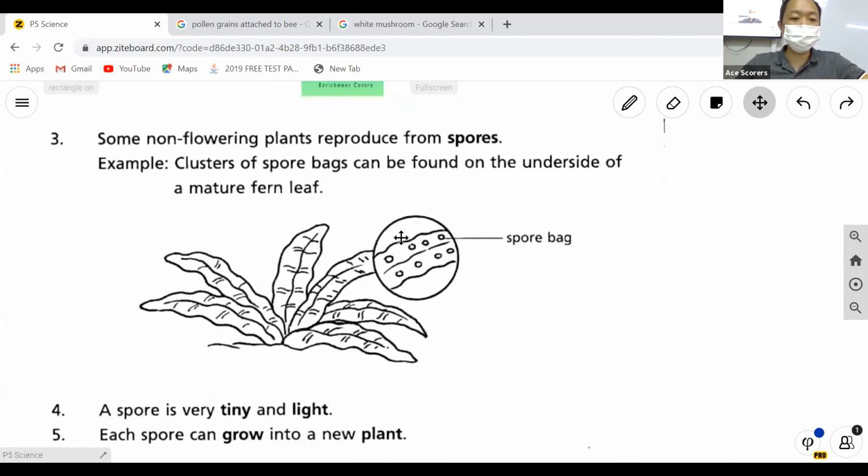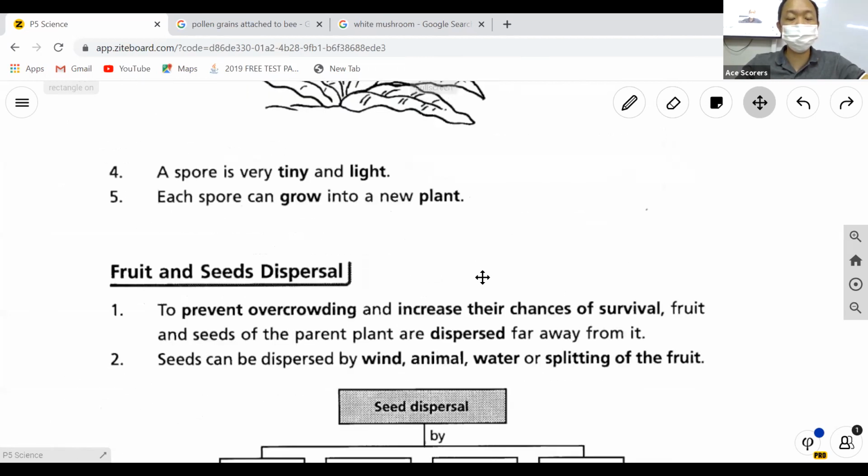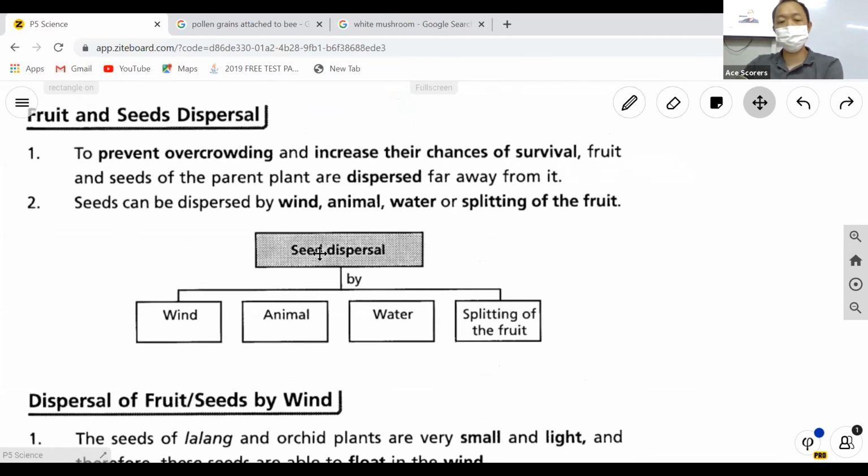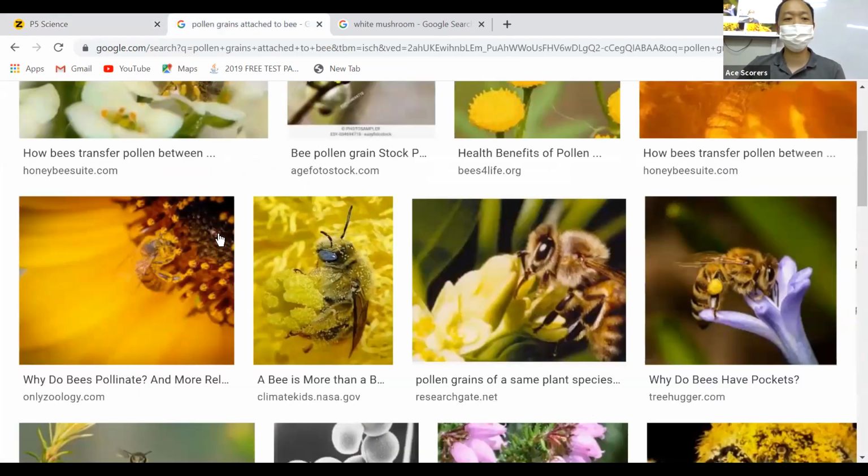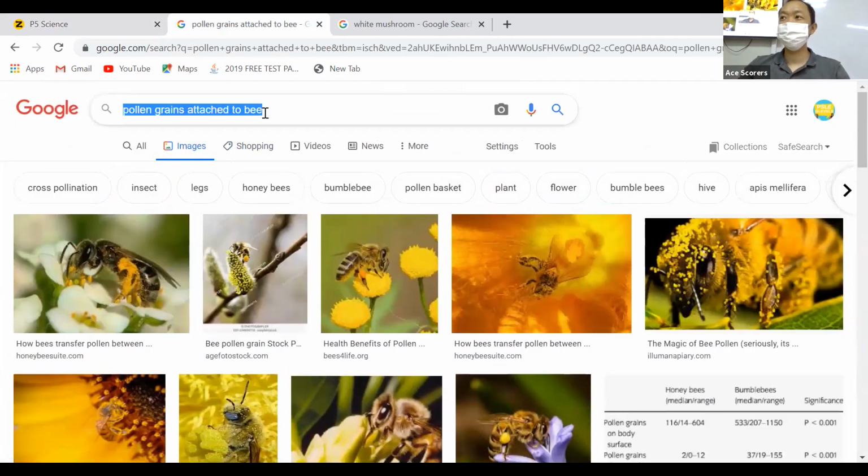Okay, so spores, you talk about spores. Next, the dispersal. So we have different ways in which the seeds are dispersed. Now, why does the seed need to be dispersed? Why doesn't everyone just grow together? Don't they like to be together with their parent plant?